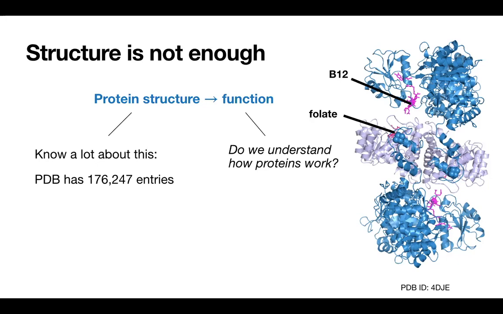Now, how does this happen? Those two atoms are very far apart. So the methyl group isn't just going to fly through space. The protein must change its conformation in order for the reaction to occur. Based on this structure, do we understand how those protein motions happen? The answer to that, unfortunately, is largely no. Just because we have the structure doesn't mean we understand how the protein moves.